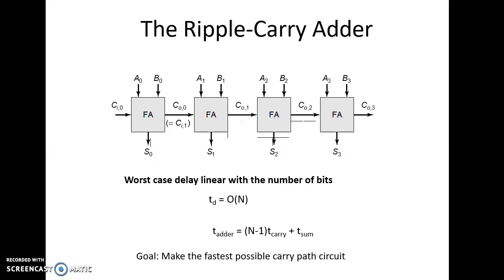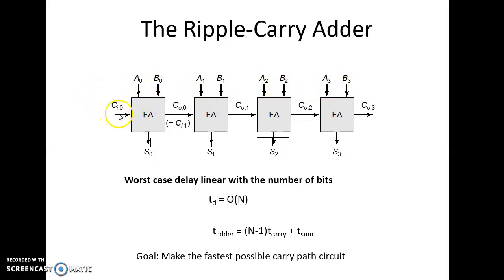Consider if there are n bits, then we have to use n full adders. This is just an example of four full adders, and the main drawback of this circuit, the ripple carry adder, is that it has a high propagation delay. One full adder output is given to the input of the second one. We have inputs A0 B0, A1 B1, A2 B2, A3 B3, like that.